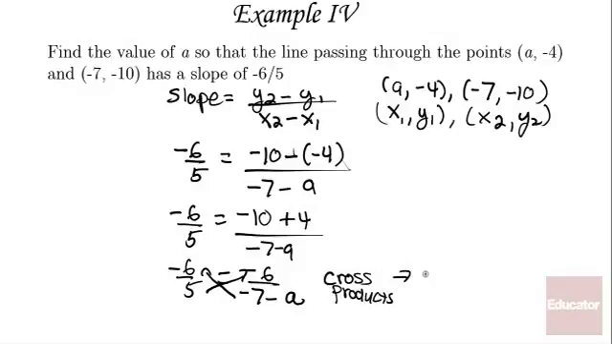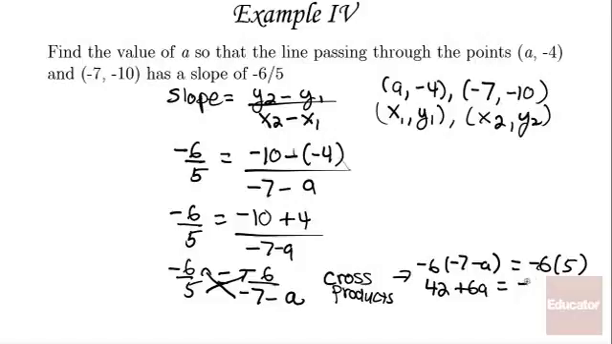And what that's going to give me is minus 6 times minus 7 minus a equals minus 6 times 5. Negative 6 times negative 7 is 42. Negative 6 times negative a is going to give me 6a. And that's going to equal negative 30.